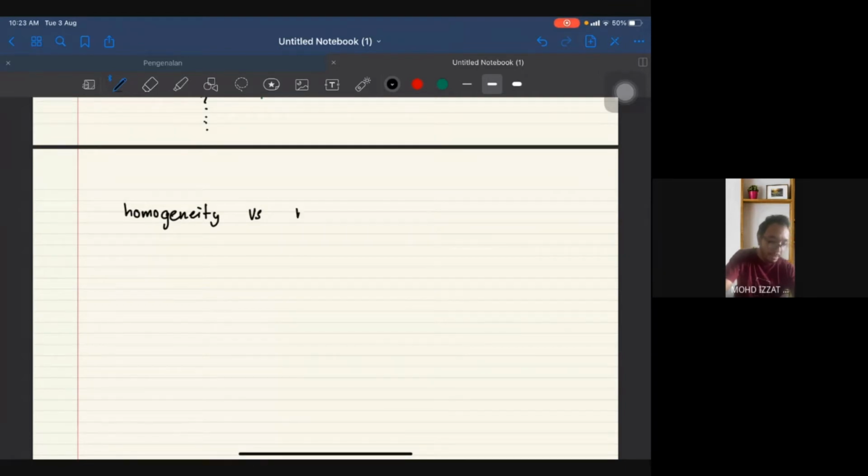So the other part is non-homogeneity. Kamu pakai term ni kan? Non kan? So an equation is considered homogeneity ataupun homogeneous when the left hand side punya dimension is equals to right hand side punya dimension.